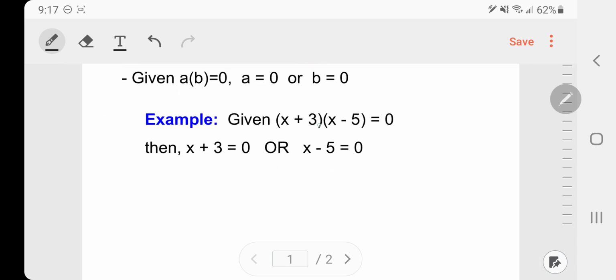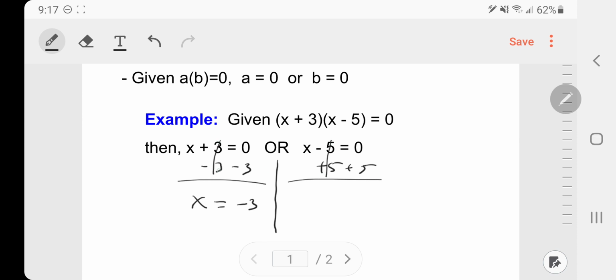Okay, so the way to do this, we see here we have x plus 3 times x minus 5. What you're doing here is you're setting each of your multiples equal to 0, just like you see, and then you're just solving those equations. So we know x equals -3 for that one, and if we're solving this one, we'd be adding 5 to both sides, and we get x equals 5.